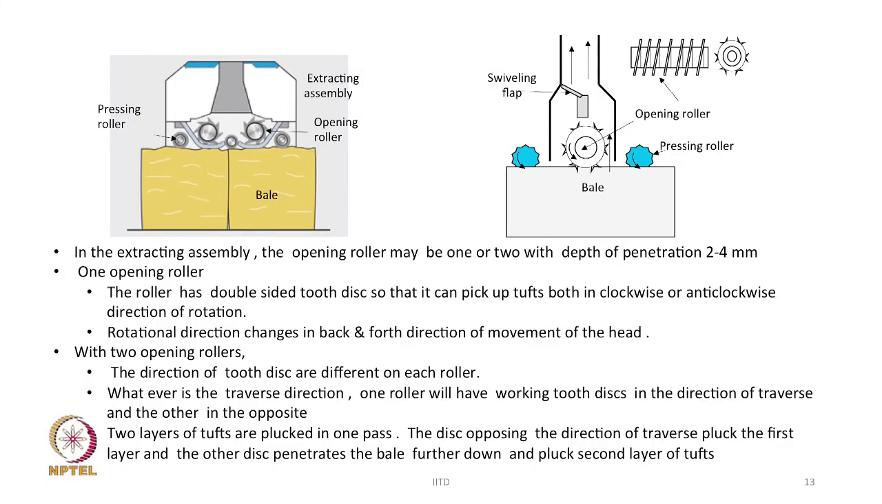There are two pressing rollers over here, you see. These pressing rollers will press the bale surface, and the opening roller as shown here will be penetrating, and as it rotates, it will keep on removing the tufts from the surface of the bale, and as soon as the tufts are plucked, they move upwards and immediately they are sucked. So, they are sucked out, and through the suction system they will be going to the main line.